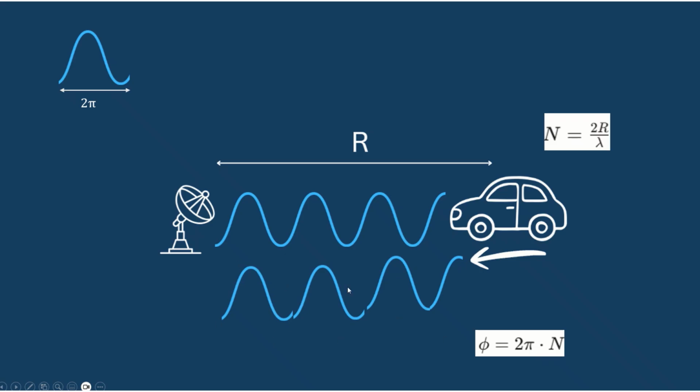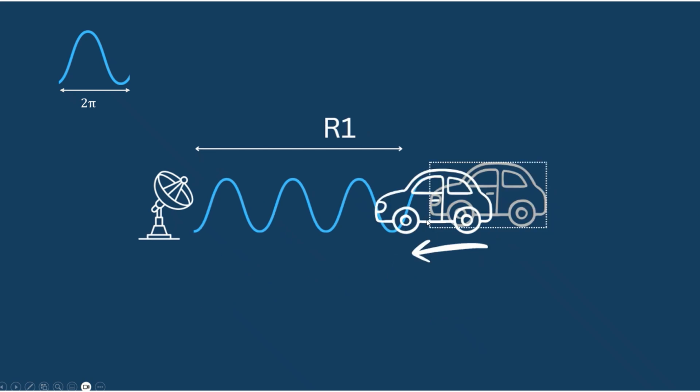So depending upon the number of cycles occupied in this space, multiplied by 2 pi, the total phase of the wave in between the radar and the car can be given. As we are considering, this car is moving towards the radar. Here you can see that the car is moving towards the radar and the distance of separation between them is getting reduced. So the total number of cycles occupied in between the radar and the car is getting reduced as the distance of separation is getting reduced.